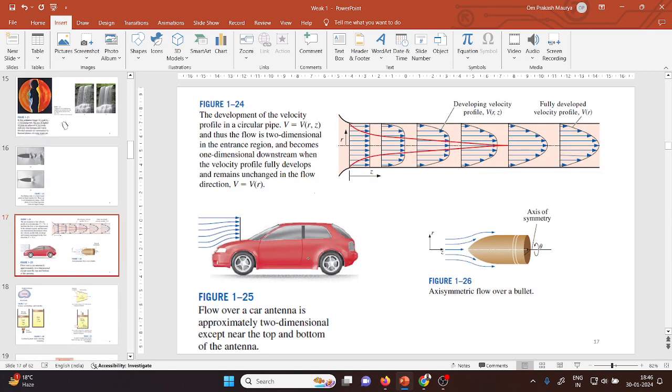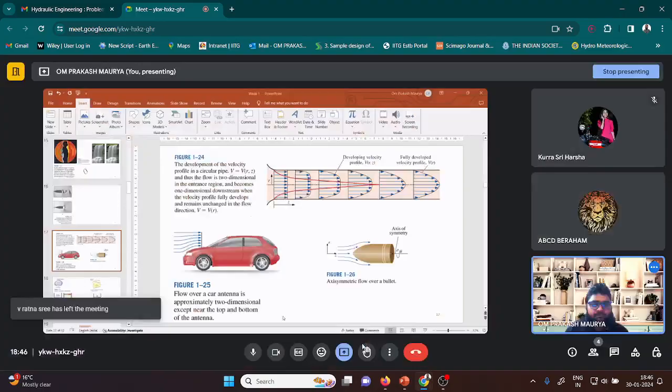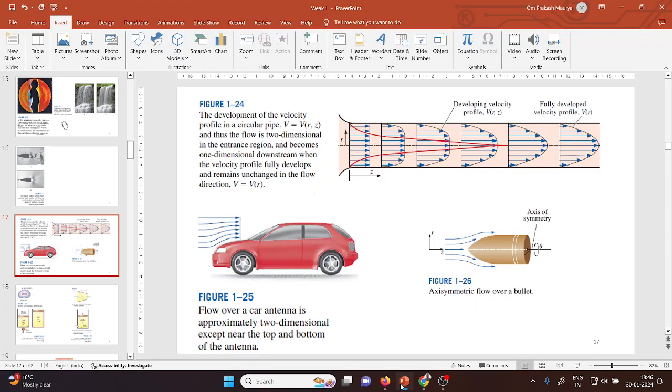So now from here it is very important, this diagram, figure 1.24, is very important. So what is actually figure 1.24? What is representing figure 1.24?